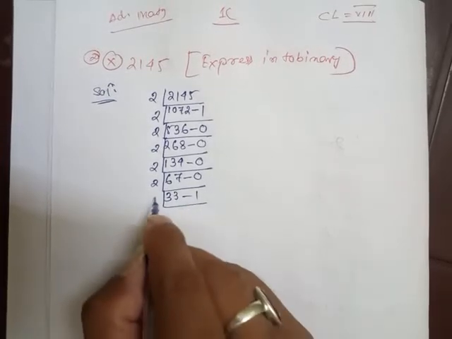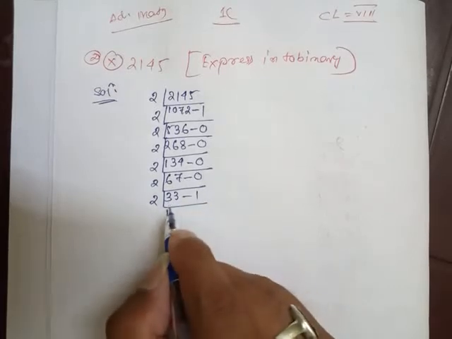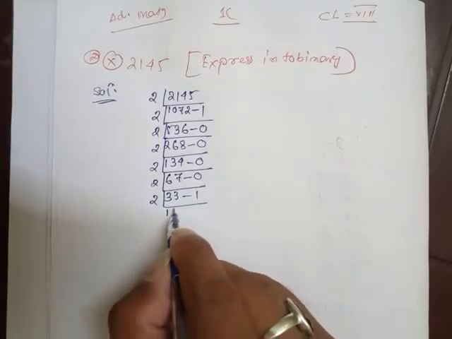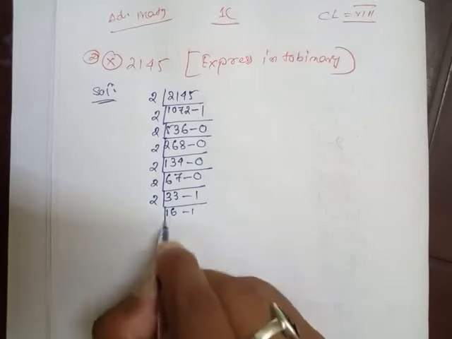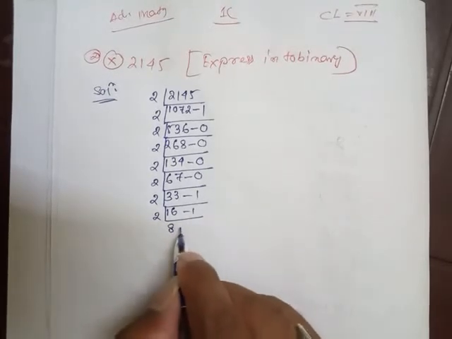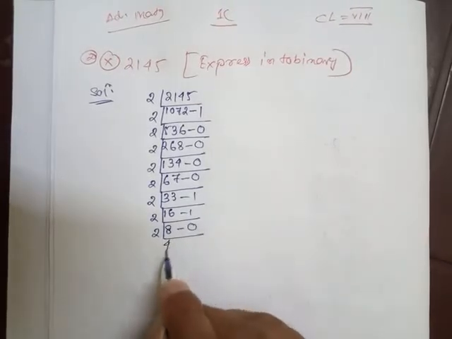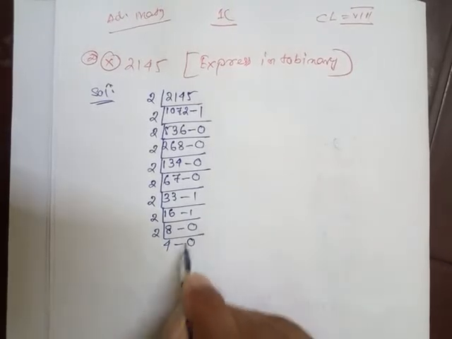Now again go for the division with 2. 2 1s are 2, 3 minus 2 is 1, then here 6 2s are 12, remainder is 1. Again go for the division with 2. 8 2s are 16, remainder is 0. Again go for the division with 2. 4 2s are 8, remainder is 0.